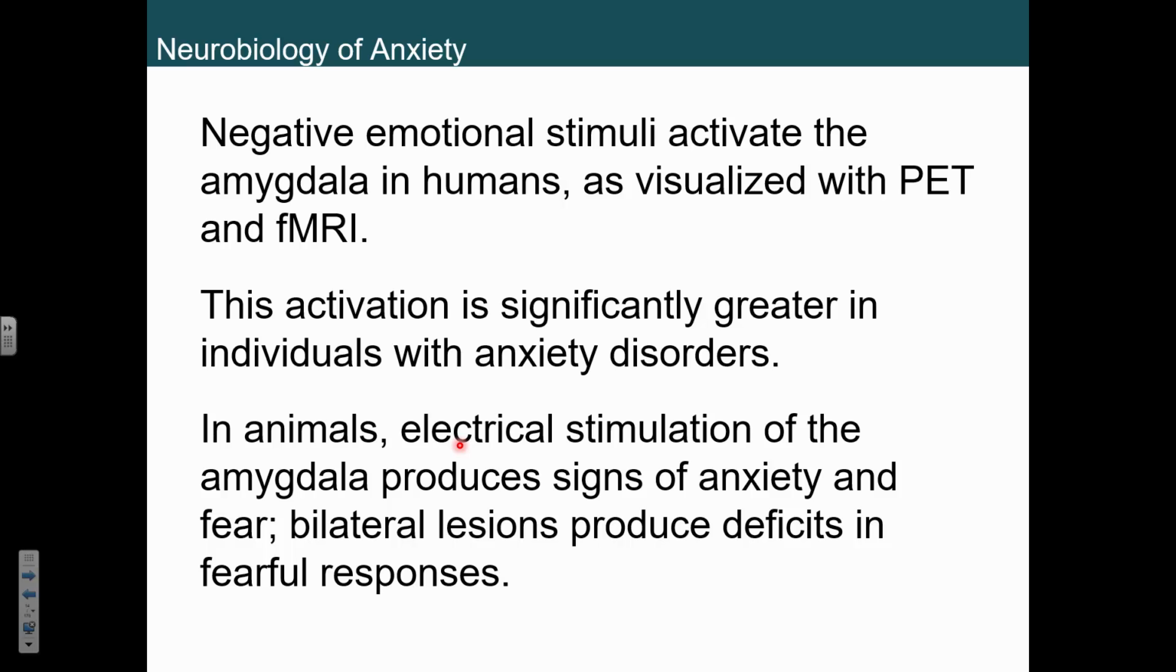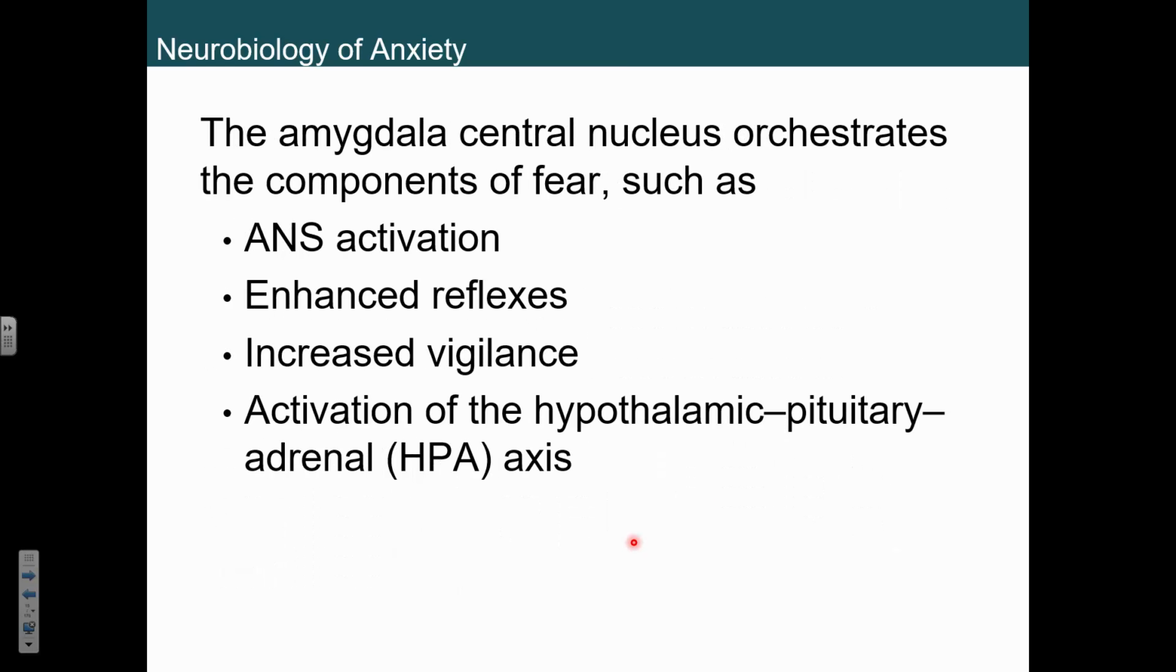All right. Let's see. What else do I think about? Basically, you can stimulate the amygdala and you can cause anxiety. You can destroy your amygdala and you don't really have any fear responses at all. That's pretty obvious, right? Your central nucleus handles a lot of things. When you are anxious, your autonomic nervous system turns on. Your reflexes are a little better, right? It's going to be great, Kyle, when you're facing Roger Federer in a tennis match. You need great reflexes for that. So you should get keyed up. Increased vigilance, you need to pay attention to things. And then the HPA axis is going to get involved.